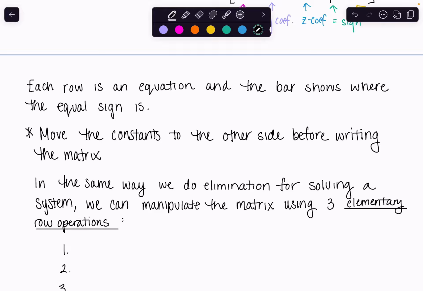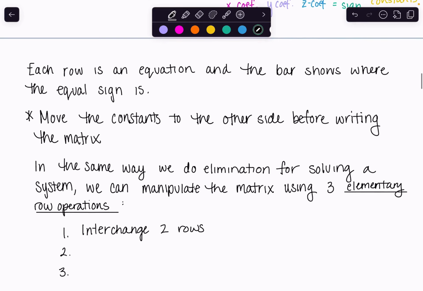Very first thing we can do is something I already said. You can always interchange 2 rows. It does not matter which equation you call equation 1, equation 2, equation 3, because from there, you're still going to get the same system. Doesn't matter the order you write it in.